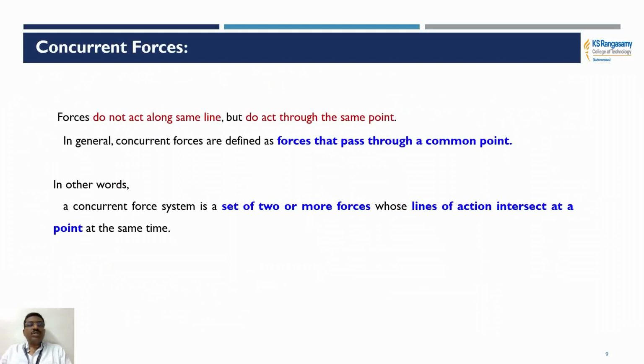So these types of forces we call collinear forces. Next, we see concurrent forces, which are forces that do not act along the same line but do act through the same point. In general, concurrent forces are defined as forces that pass through a common point. In other words, a set of two or more forces whose lines of action intersect at a point at the same time is called concurrent force.